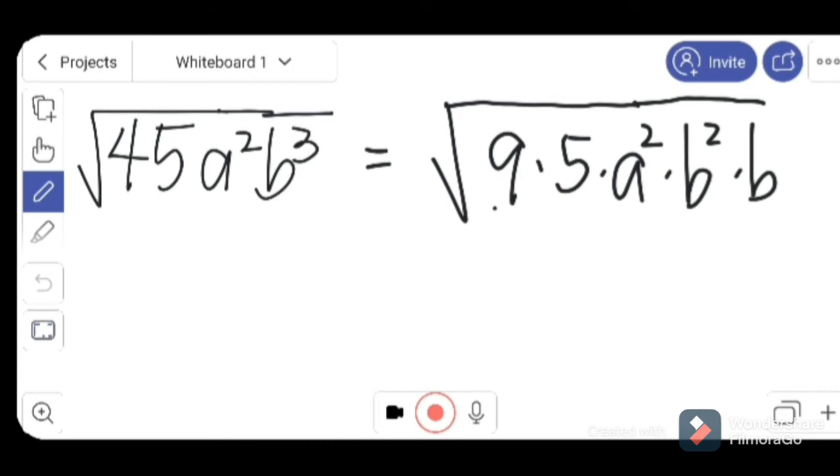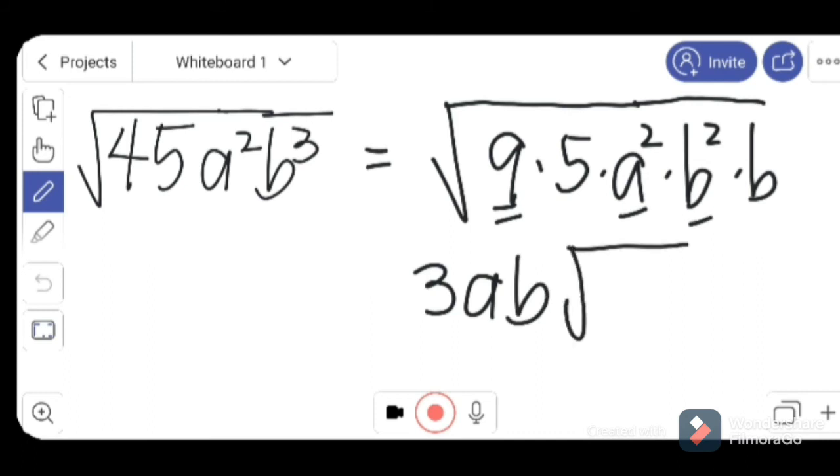Now, if the exponent is the same as the index, the variable and the number go outside the radical sign. So the square root of 9 is 3. The square root of a squared is a. The square root of b squared is b. And then what will stay inside? Okay, we have the 5 and the b.